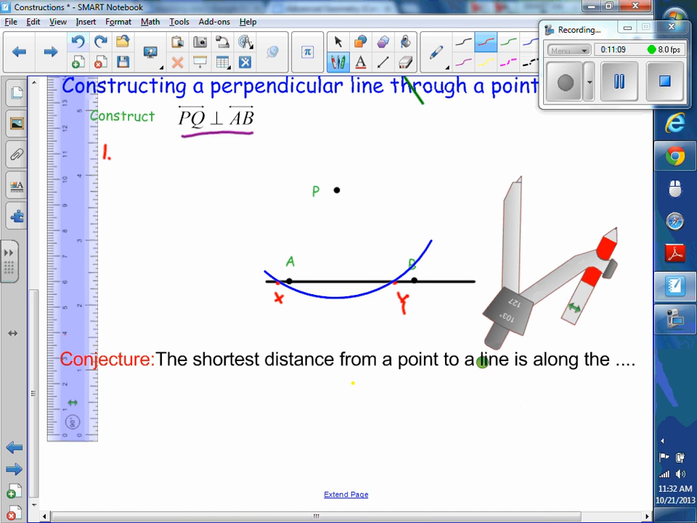My first step was to make an arc or a circle. Make a circle P, because technically that blue arc is part of circle P. Does that make sense? Yeah. What has to happen is it has to intersect line AB, and then you label the intersection points.